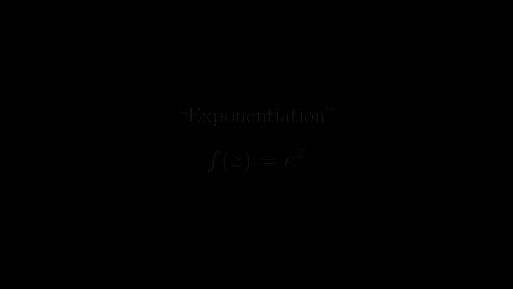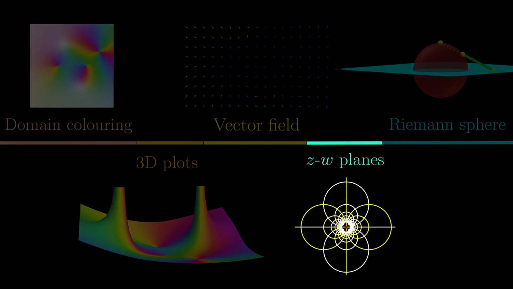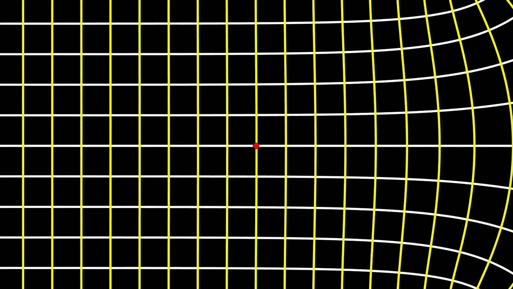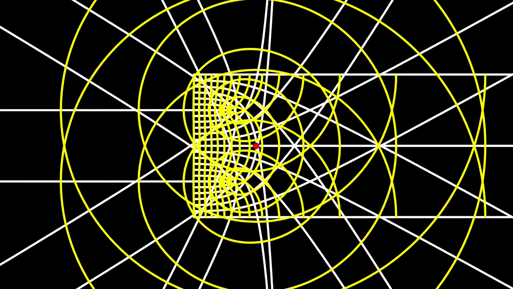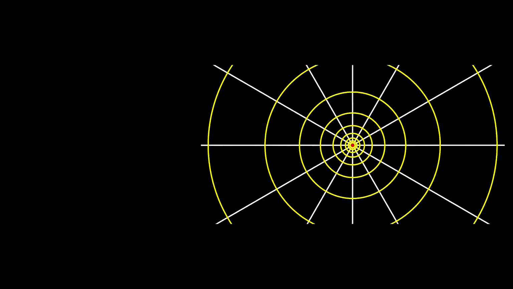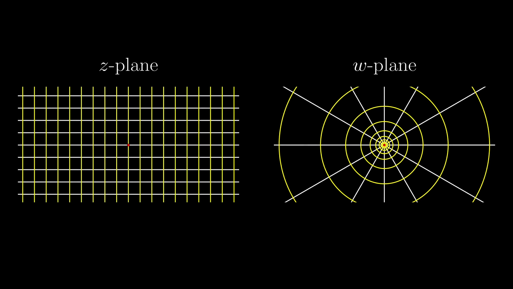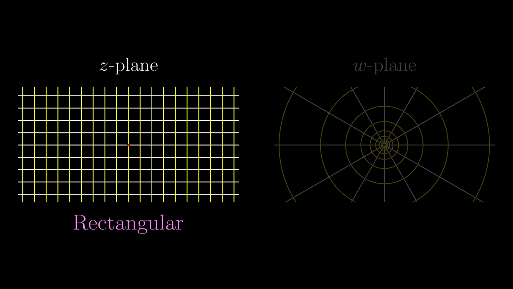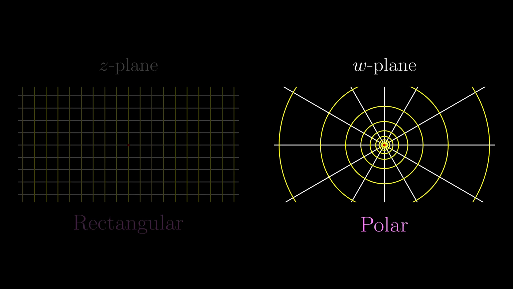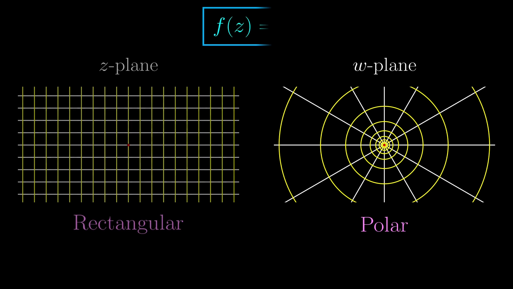First off, we will be using, again, the ZW plane method for exponentiation. The transformation itself might look complicated, but what matters is the result, because there are lots of choices for the transformation. The most important takeaway here is that while the Z-plane is a rectangular grid, the W-plane is a polar grid. So the nature of exponentiation is to turn something rectangular to polar.